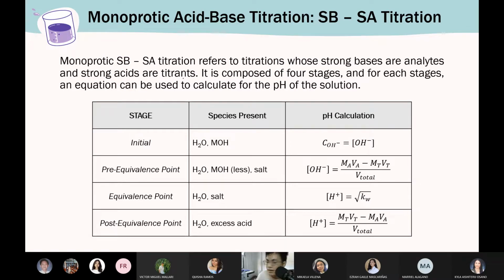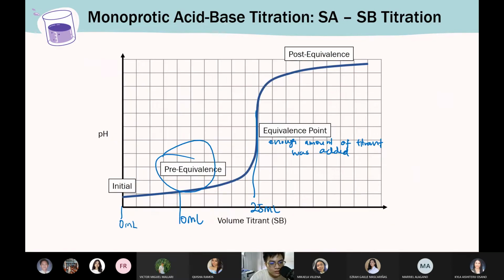Okay, now, let's end this session with the strong base, strong acid. So, ano naman dito sa strong base, strong acid? So, your base is your analyte, and your strong acid is your titrant. Baliktad naman. And just like kanina, we still have 4 stages: initial, pre-equivalence, equivalence, post-equivalence. And the species present are the same as kanina. Medyo same lang siya.